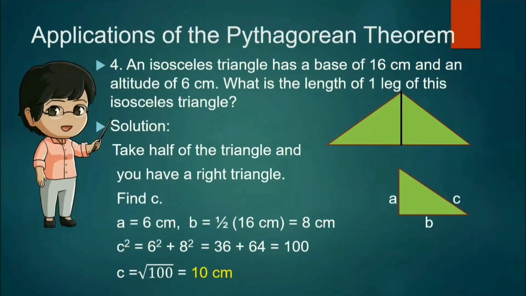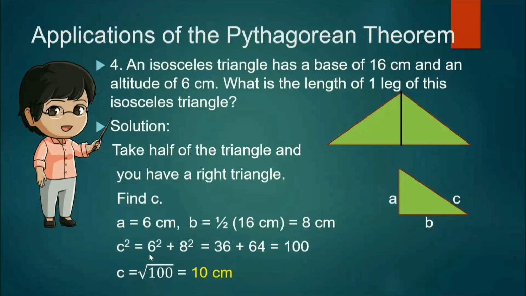Number 4, an isosceles triangle has a base of 16 centimeters and an altitude of 6 centimeters. What is the length of one leg of this isosceles triangle? Solution. We just take a half of the triangle and you have a right triangle and find the value of C. So we have C squared is equal to A squared plus B squared. So we get the value of C.